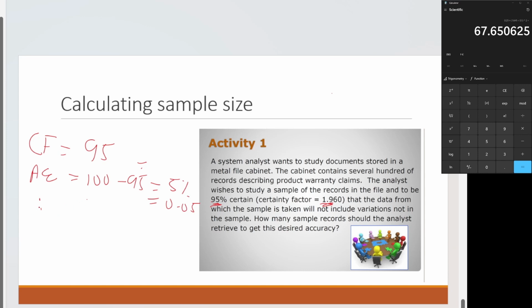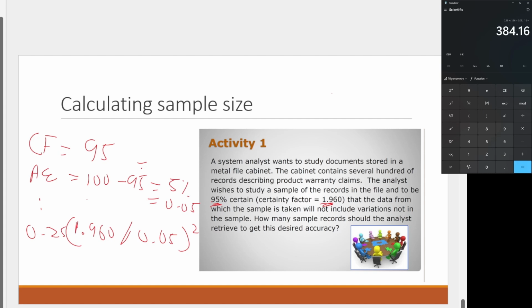Then we're supposed to calculate the rest of it. You've been given certainty factor. Sorry, this is not certainty factor. This is acceptable certainty. Okay, so now to calculate, we're going to do 0.25 multiplied by certainty factor 1.960 divided by 0.05 squared. To put this in the calculator, 0.25 multiplied by, open the brackets, 1.960 divided by 0.05, close the bracket, power of 2.